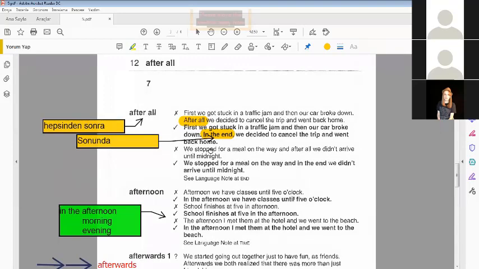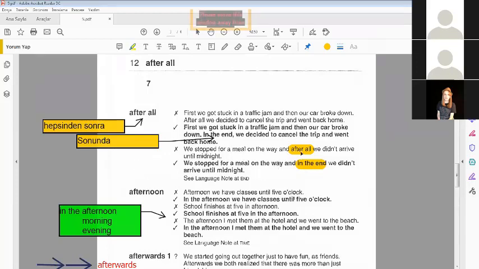Ahmed, can you read this part also? We stopped. Sorry? Read this part. We stopped for a meal on the way, and after all, we didn't arrive until midnight. We stopped for a meal on the way, and in the end, we didn't arrive until midnight. Okay.